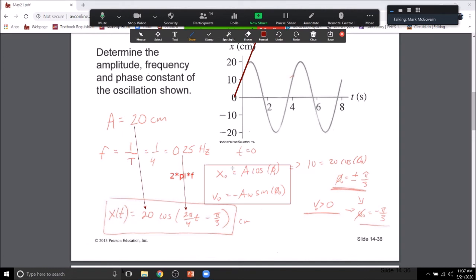You plug in your initial position. You will likely get out two values that satisfy the equation. One's going to work with the velocity and one will not. We want the value of the phase shift that actually corresponds to a positive initial velocity, and that happens with the negative pi over 3 phase shift.